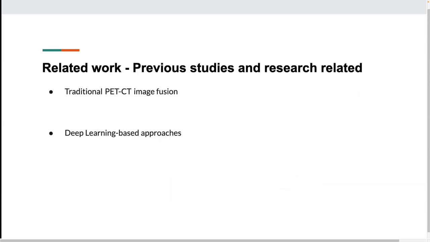Next, I'm going to talk about related work, previous studies and research related. One of the things that previous studies have done is the traditional PET-CT image fusion and the deep learning based approach. We will talk about the drawbacks of these techniques that they have used in the past and why the approach that the authors provided is much better.